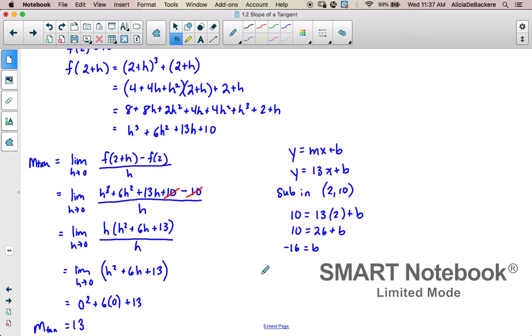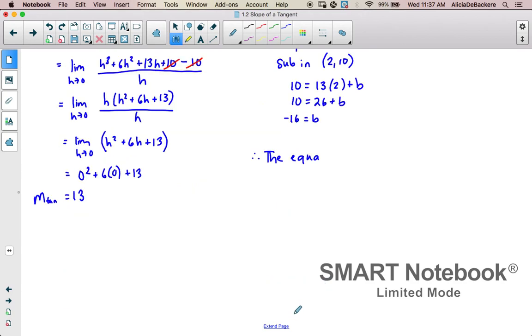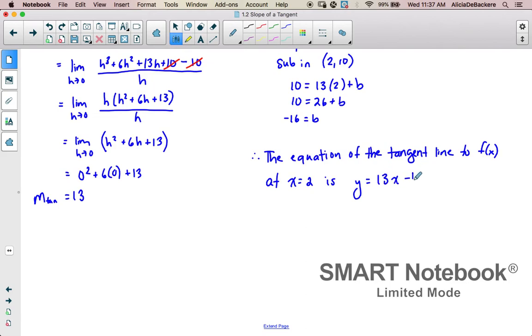And we've got it. Don't forget to write the actual equation. This is the final answer here, so that needs to be somewhere.